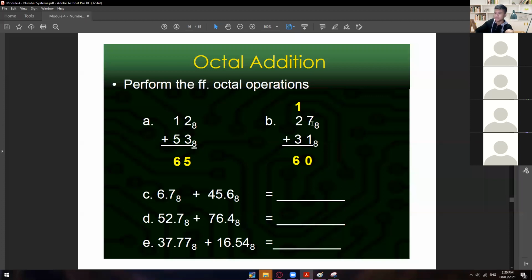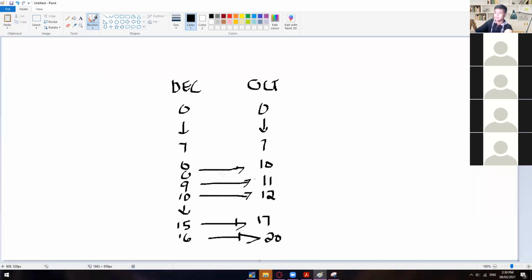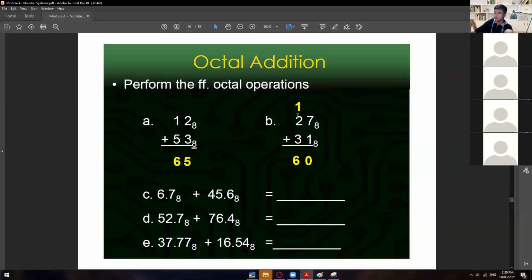okay, 1 plus 7, in decimal it's 8, but in octal, it is equal to 10. So that is why you have to put here 10, which is, of course, raised to 1 and then bring down 0. And 3 plus 2 plus 1 is 6. Okay, so that is why 27 plus 31, in octal, it's equal to 60.